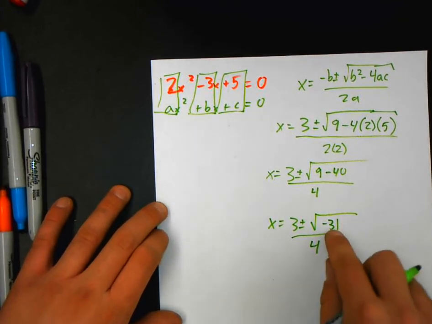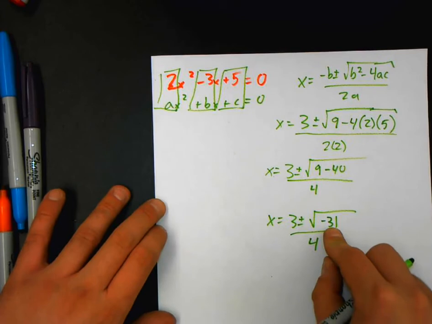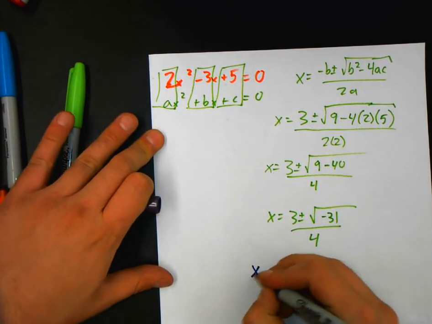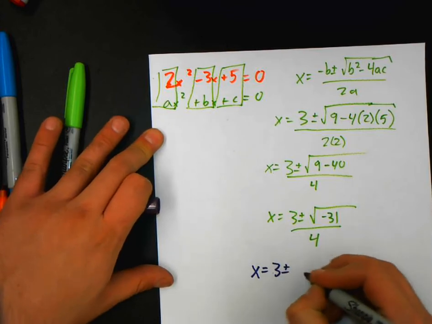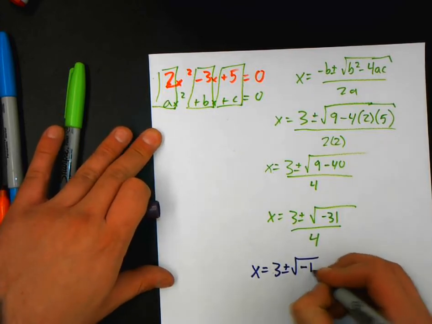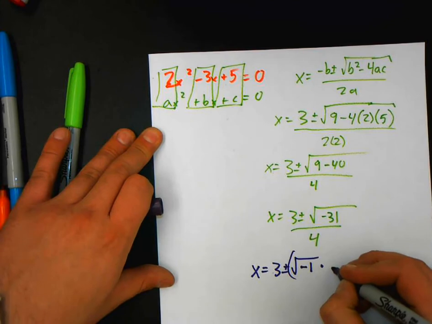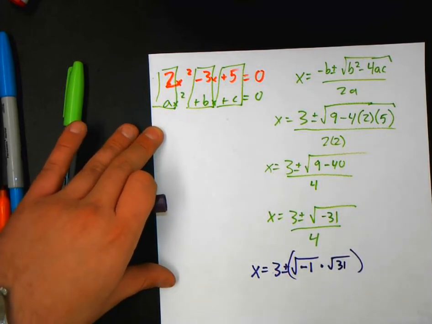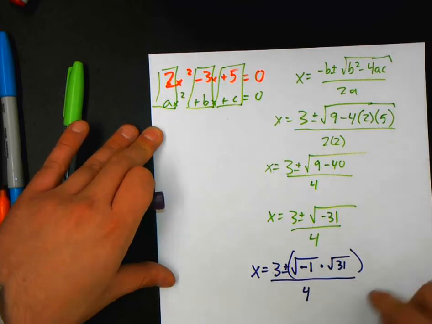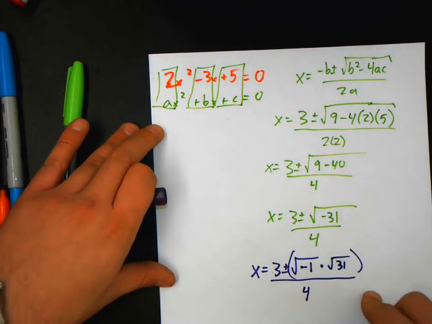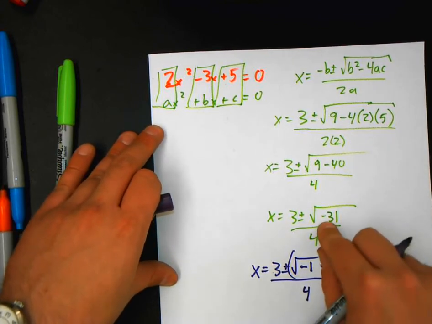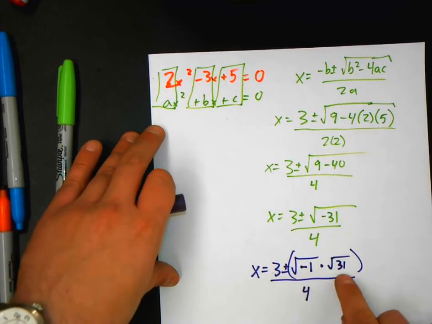Okay, from here is where we can factor out a negative 1 inside of our radical. So we have x is equal to 3 plus or minus the square root of negative 1 times the square root of 31. This is all being divided by 4. So the only thing different between this step and here, which is a little bit extra than what we're used to in the quadratic formula, is that I'm pulling out the negative 1 inside of my radical and making this number a positive.